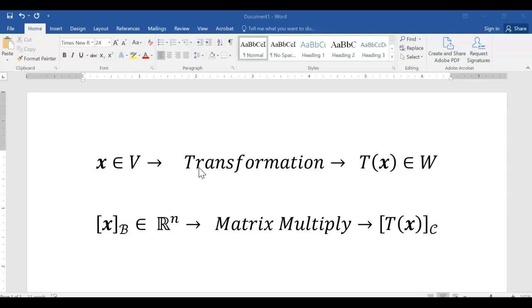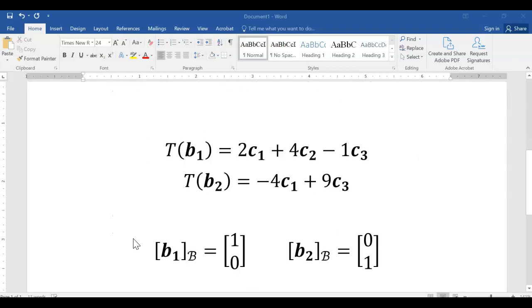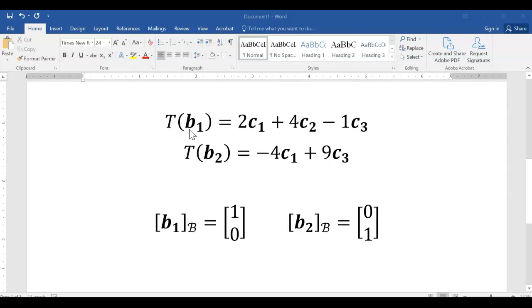All right, so let's go back to this picture that we had earlier. We know what the transformation does to the basis elements. So if I know what the transformation does to the basis elements, I know what it does to all the elements, okay? So my first step is going to be writing the basis elements relative to basis B. So here's what our transformation does. It takes B1 and spits out 2C1 plus 4C2 minus 1C3.